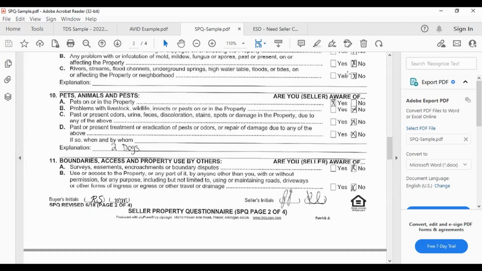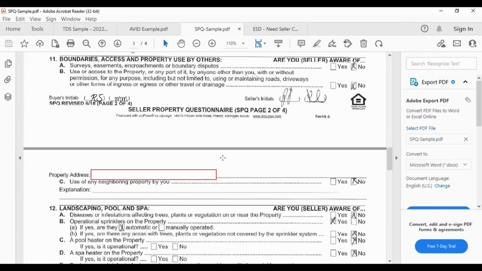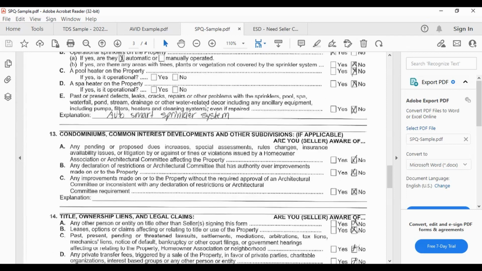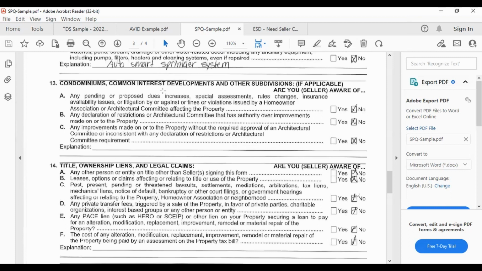It does ask about pets. They did the right thing here. They checked yes, they said 2 dogs. Some of these things don't apply, like there's no pools or anything like that. Also in the area, item number 13, condominiums, common interest developments, even if it's a single family home, it's good to put something in here. Sometimes I see these blank. Now you could take it for what it is. Well, it's a no-brainer. There's no association, but we're supposed to fill out everything. So if you don't check all those boxes, no, which is the same as I don't know, put something here, NA, not applicable, because it's not a condo association, a townhome, or anything that has to do with any kind of monthly dues.